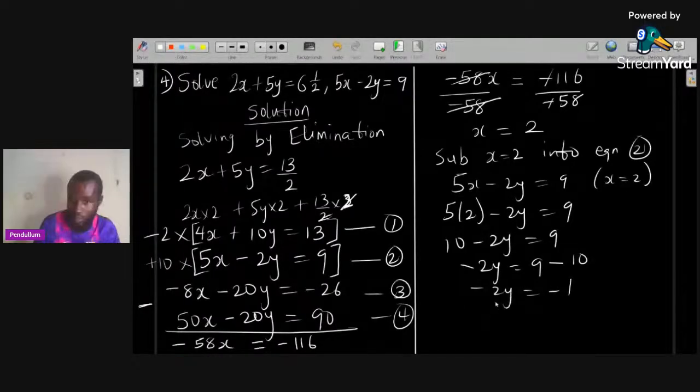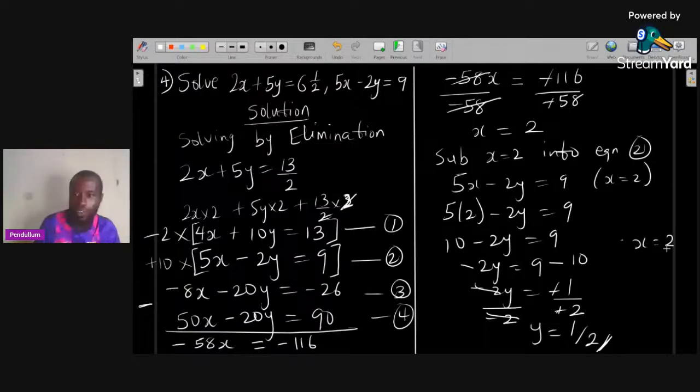So I have minus 2y is equal to 9 minus 10, which is minus 1. Now, finally, to remove this coefficient of y, minus 2, we have to divide by itself and divide here by minus 2 so that this will cancel this, and y is equal to what? Minus will cancel minus. We are left with 1 over 2. Alright, so therefore x is equal to 2 and y is equal to 1 over 2. So this is the solution of this simultaneous equation, that x is 2 and y is 1 over 2.